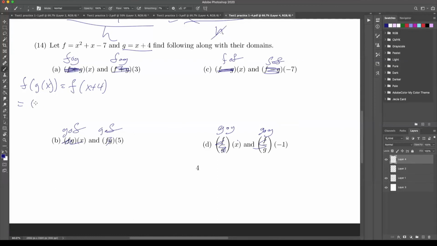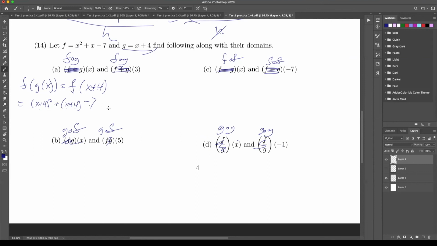So here I'll have x plus 4 squared, goes in here. Then I'll have plus an x plus 4, and then here I'll have a minus 7. Once again, I plugged in g, g is x plus 4, then I plug that into f. We get x plus 4 squared plus x plus 4 minus 7.